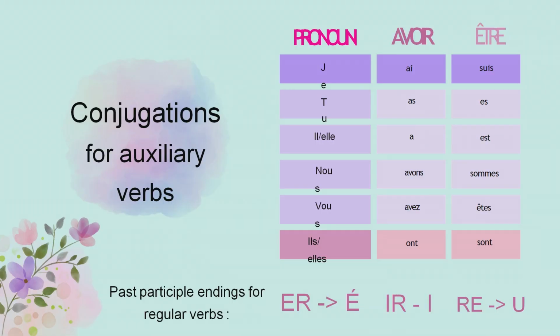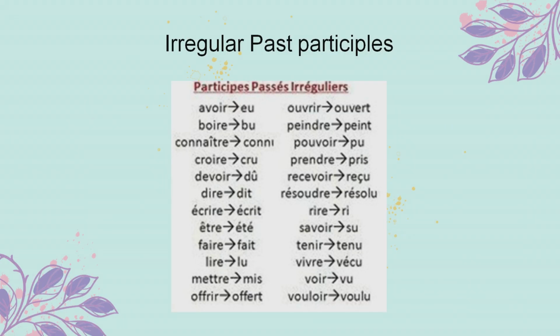For regular verbs we follow a stem. For ER verbs we use é, for IR verbs we use i, and for RE verbs we use u. Removing the ending, we replace it with these letters. In this way you can form the past participle for regular verbs. For irregular verbs we have to follow the participe passé list. Avoir, EU; boire, BU; connaître, CONNU; croire, CRU; devoir, DU; the list goes on. Écrire, ECRIT.